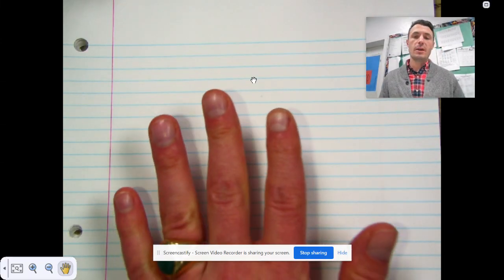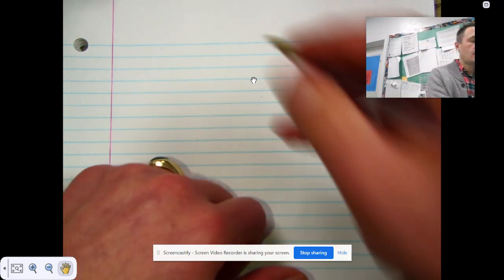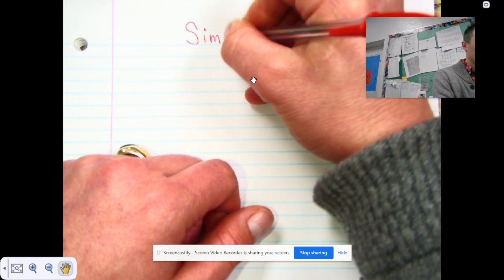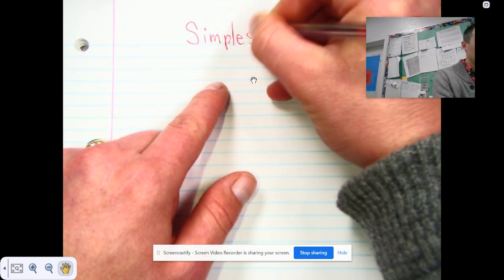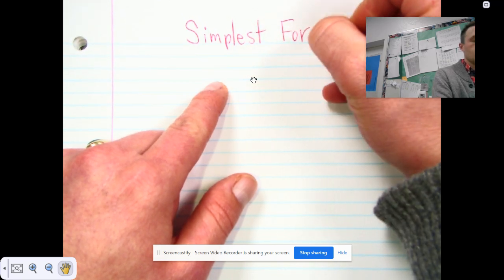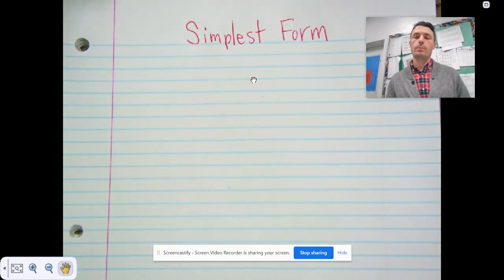Please open up your math notebook, turn to the next available page, and at the top of that page write "simplest form." Simplest form. Now, simplest form has to do with fractions.